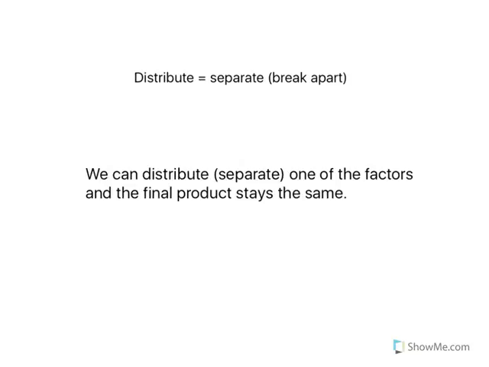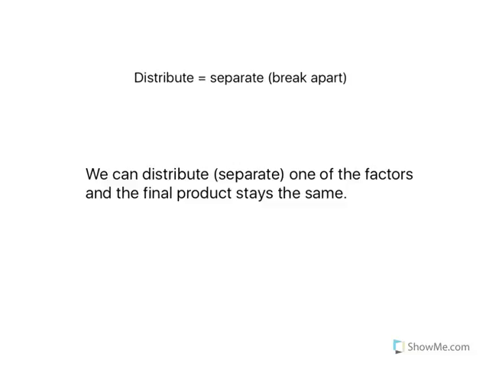Okay, so in the first section, we need to talk about what the word distribute means. To distribute, when it comes to multiplication, just means to separate or to break something apart. Here we're going to be distributing one of the factors in a multiplication fact. The distributive property says that we can distribute or separate one of the factors and the final product will stay the same. This goes in your first section.